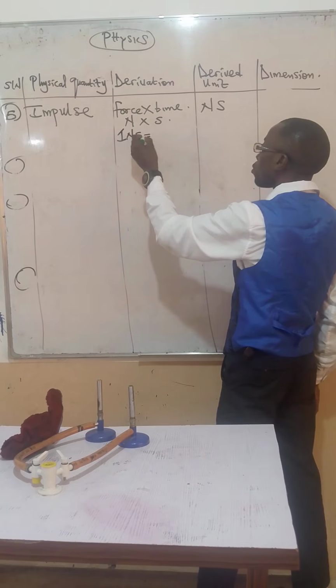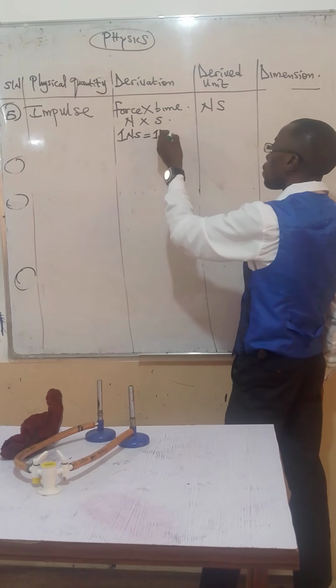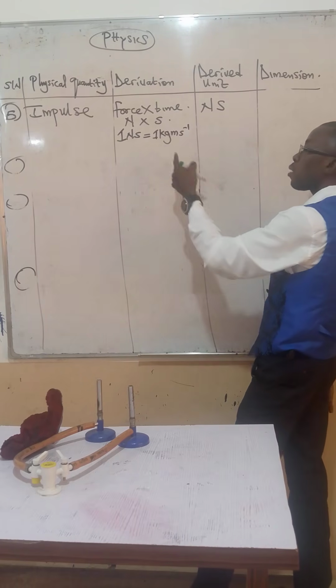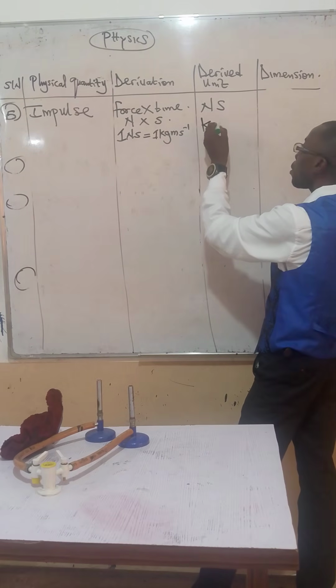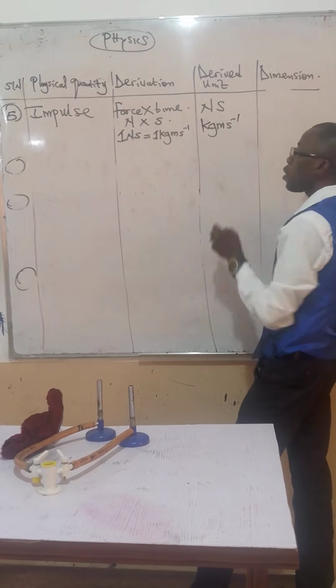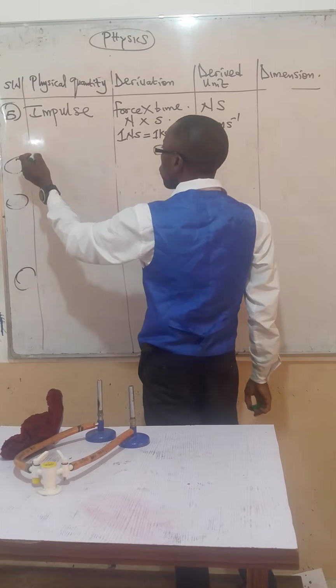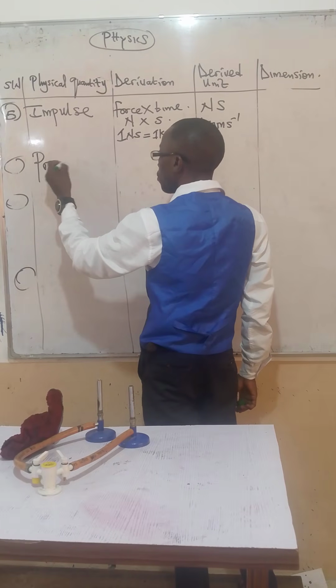1 Newton second is similar to what? 1 kilogram meters per second. So that means impulse, which is in Newton seconds, could also be in kilogram meter per second. Okay. Then the next one, we could pick pressure.